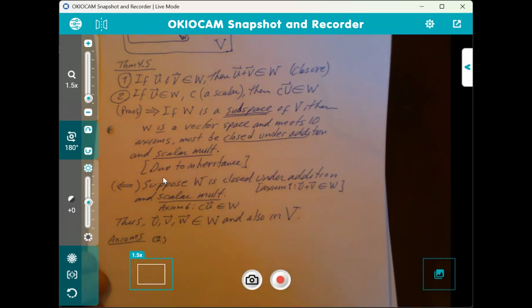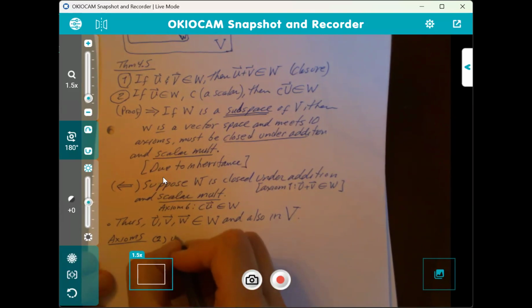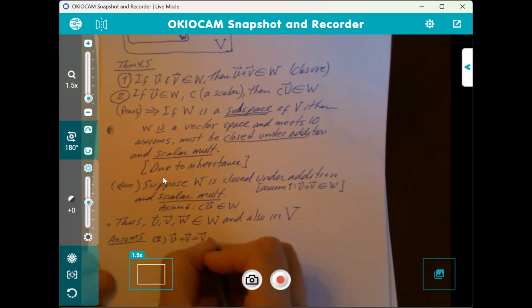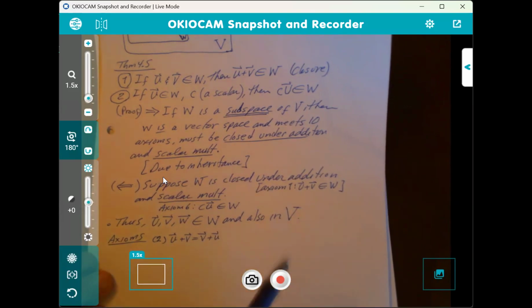Number two, the axiom number 2 was the commutative property of addition. Therefore, u plus v is going to be v plus u because it's closed under addition, and changing the order doesn't matter. This is the one operation that is inherited from the parent.